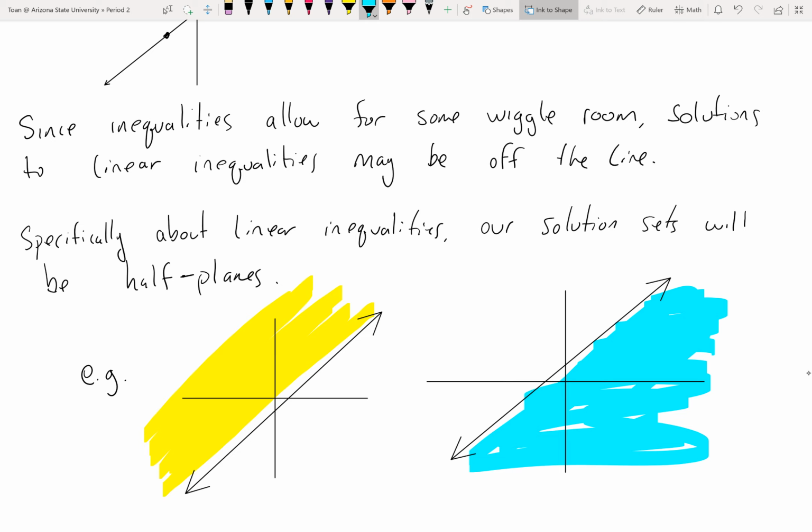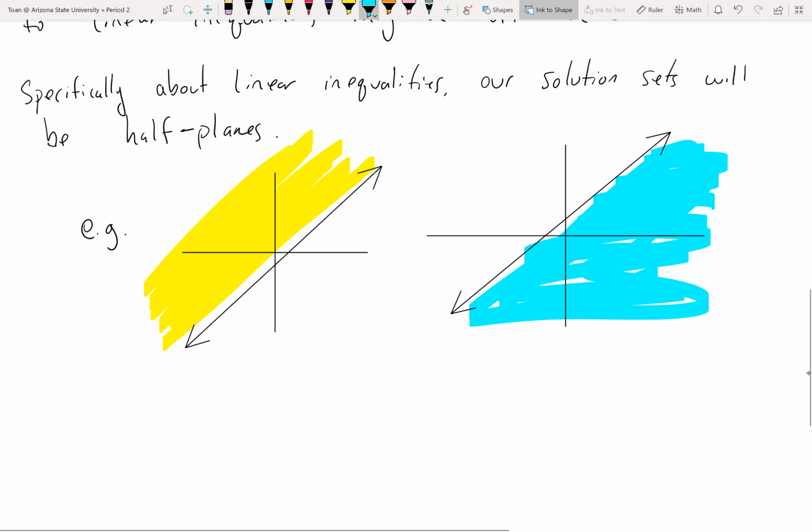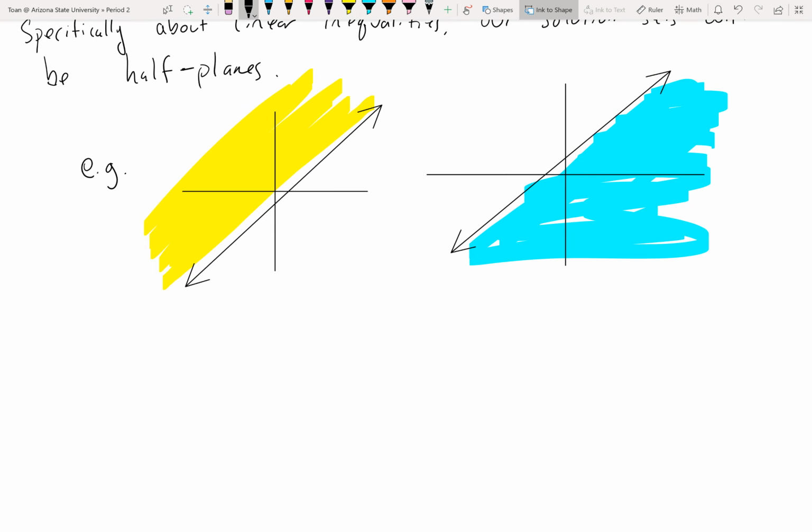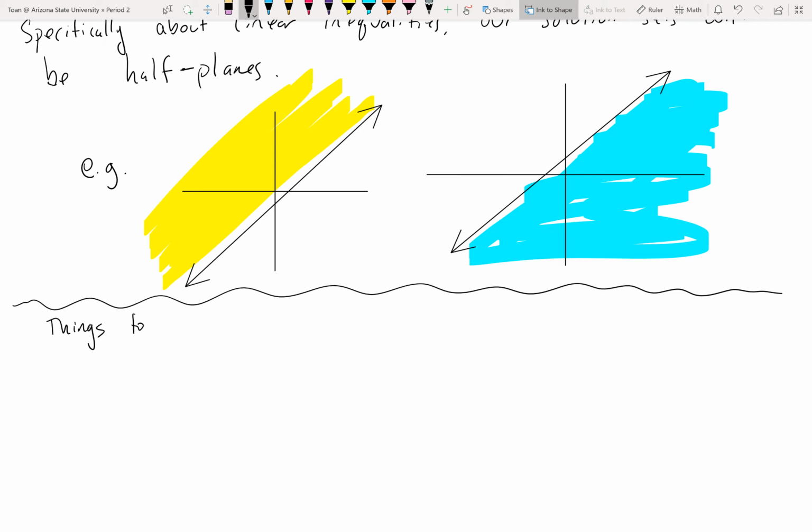So here are questions. Okay, Mr. Vo, how do I know what half it is? Mr. Vo, how do I graph the various inequalities? Because inequality symbols, there are more than just one. Here are some things to consider, to keep in mind when you're sketching linear inequalities.